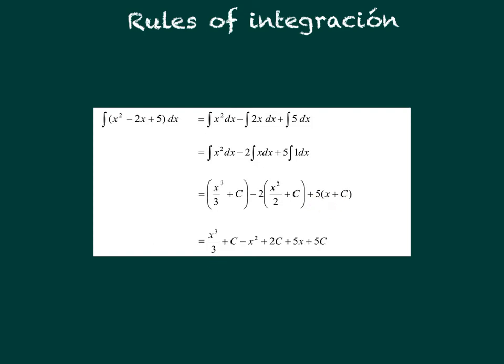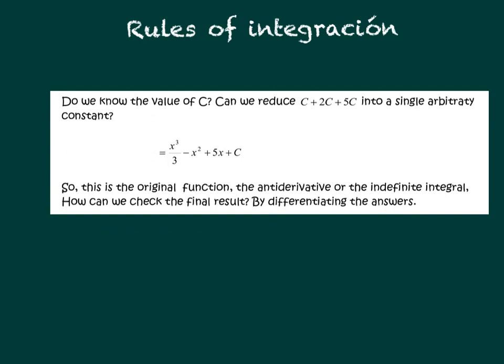But we have too many constants, and we don't know exactly what the values of those constants are. So we're going to get rid of those many constants, and we're going to write c plus 2c plus 5c as just one constant. So look at this. As I was saying, do we know the value of the constant? And we have so many constants here. So we have c plus 2c plus 5c, and we're going to write it as a single arbitrary constant. So we're going to have x cubed over 3 minus x squared plus 5x plus just one constant. So this is the original function, the antiderivative or the indefinite integral.